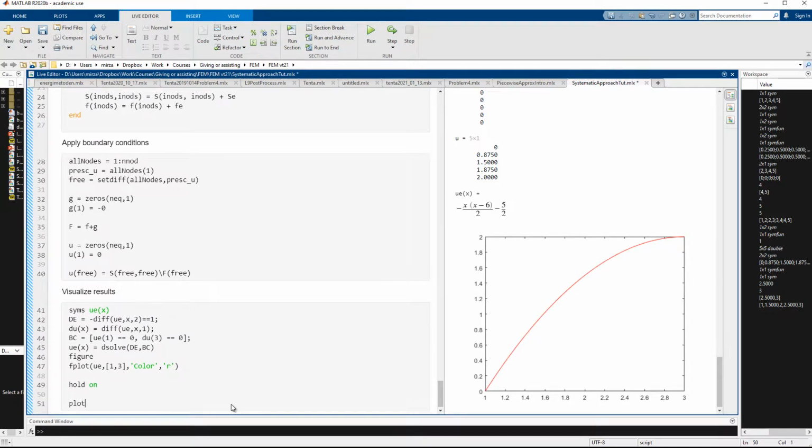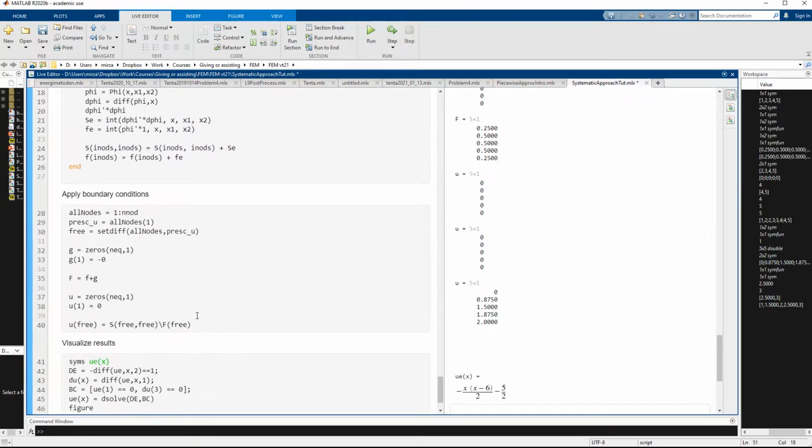And we're going to plot. Now we can't do fplot, we have to do plot with our x and y coordinates, x node and u, and we're going to put markers and connect them with straight lines and make them blue. And this is what we get. So apparently this is alright, I would say.